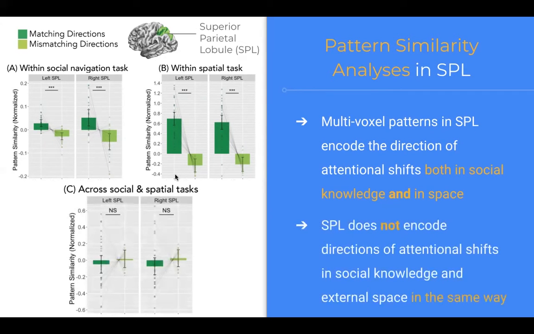We also looked at whether the multivoxel patterns in SPL were decodable across the social and spatial tasks. This analysis is similar to the previous within-task analysis, except that this time the directions of attentional shifts were matched across the 2 tasks based on participants' responses to the last behavioral task, where they rearranged the social hierarchy. Here we found that the pattern similarity was not significantly higher for matching directions compared to mismatching directions. So we did not find any evidence that the SPL encoded the directions of attentional shifts in social knowledge and in external space in the same way.